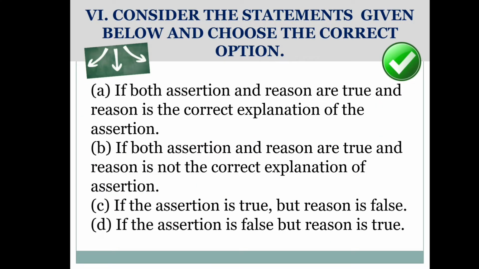Consider the statements given below and choose the correct option. A. If both assertion and reason are true and the reason is the correct explanation of the assertion. B. If both assertion and reason are true and the reason is not the correct explanation of the assertion. C. If assertion is true but the reason is false. D. The assertion is false but the reason is true.